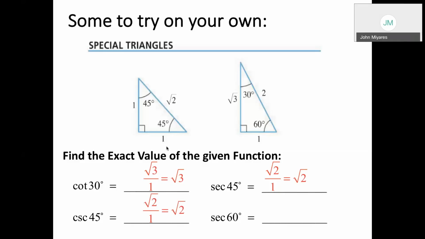Finally, for the secant of 60 degrees, we want to take the hypotenuse of the 30, 60, 90 triangle, divide it by the leg adjacent to the 60-degree angle, and this is going to reduce to 2 over 1.